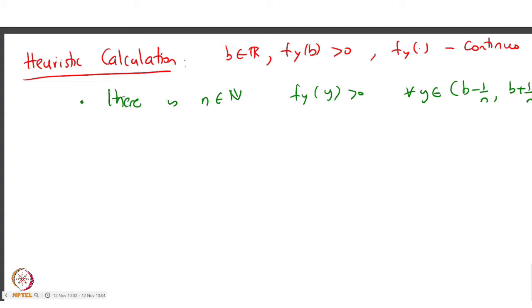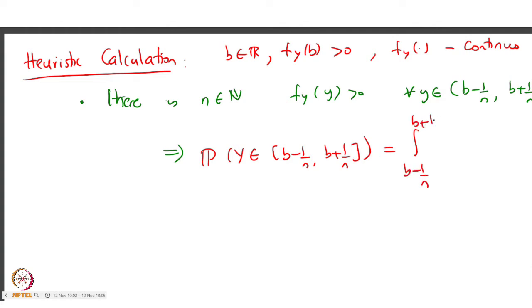Now I do the following. Once I have this, I observe that this will immediately imply the following idea. That is, the probability that y is in the interval b minus 1 over n to b plus 1 over n is just the integral of the density function between b minus 1 over n and b plus 1 over n of f sub y at y dy. If f is positive, this whole thing is going to be positive. That's one observation.